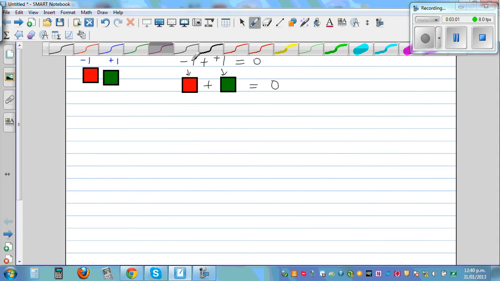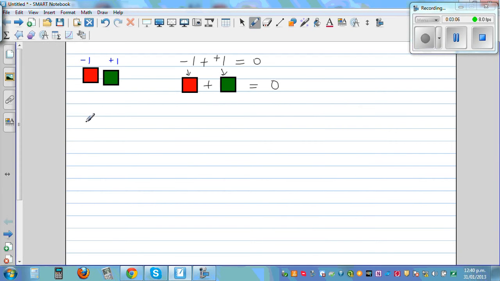Now this is where the problem happens. What if you have -2 take away +4? You have -2 tiles. If you want to do this as a diagram, how will you do it? You have 2 negative tiles. This is what -2 means in a picture. Now from this, you cannot take away 4 green tiles, so it's difficult to understand visually here.